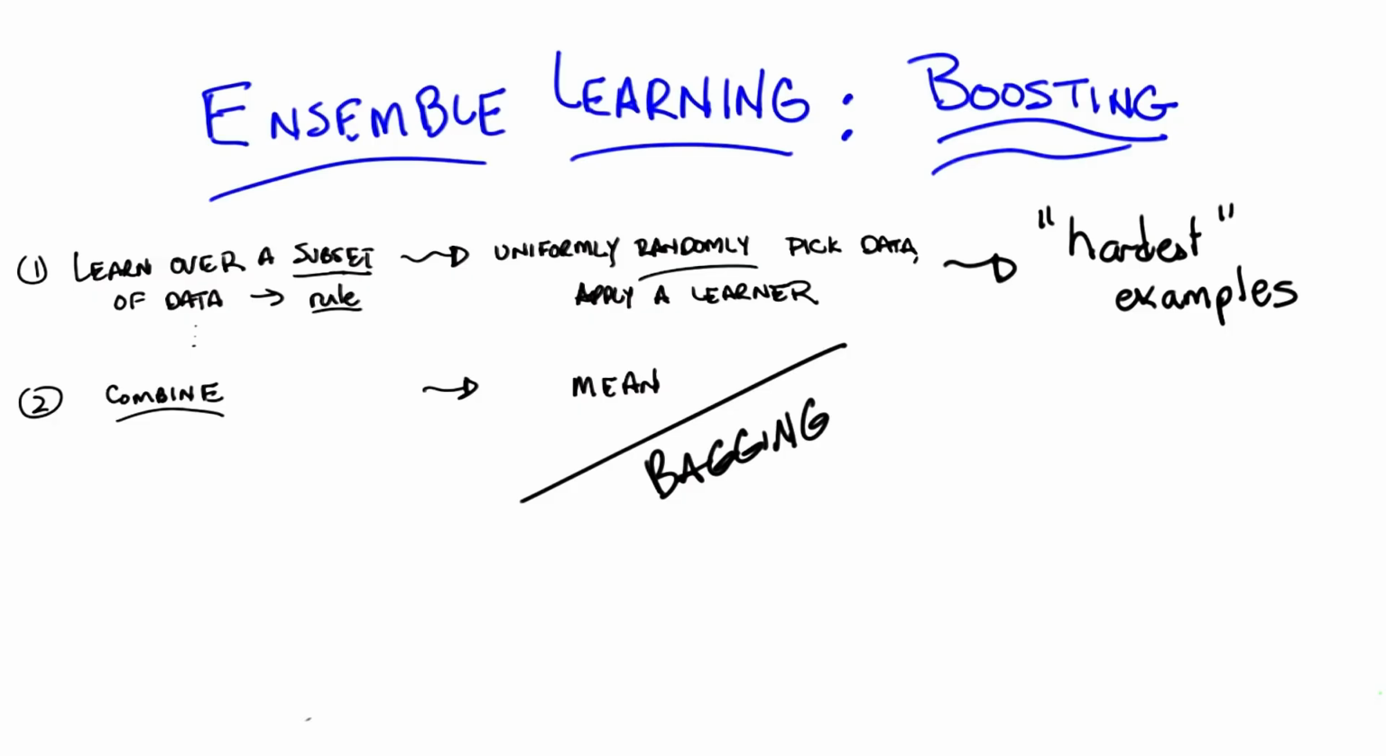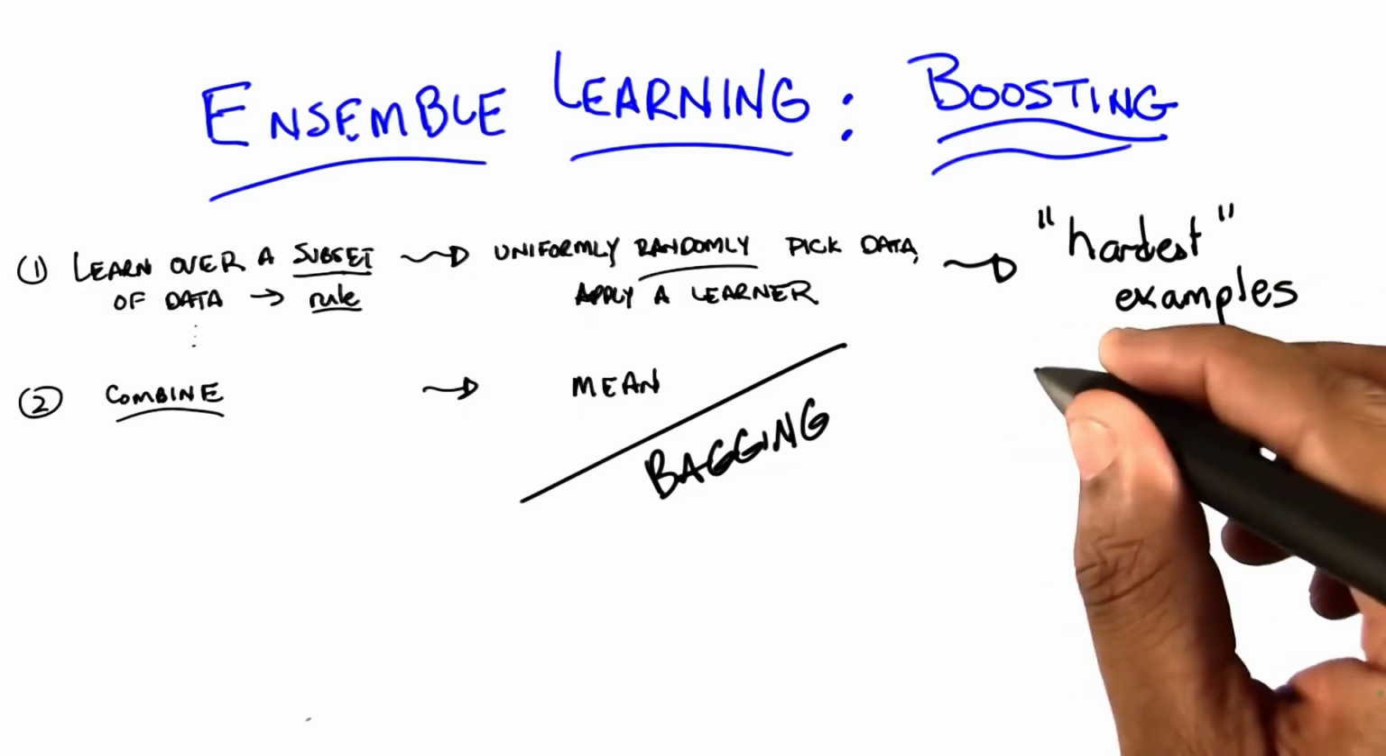Cool. Okay, so that answers the first one. We're going to look at the hardest examples, and I'm going to define for you exactly what that means. I'm going to have to introduce at least one technical definition, but I want to make certain you got that. And the second one, the combining, well, that's a difficult and sort of complicated thing, but at a high level, I can explain it pretty easily by saying we're still going to stick with the mean.